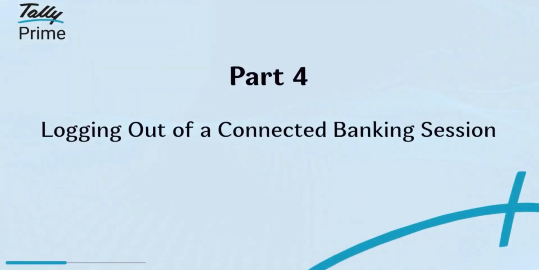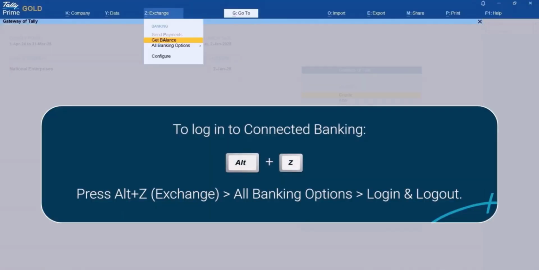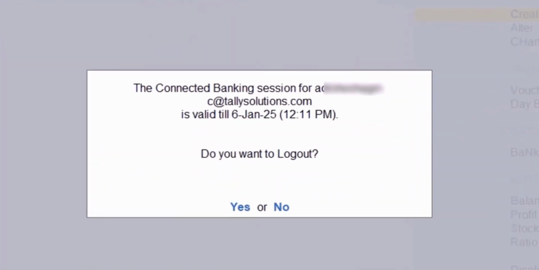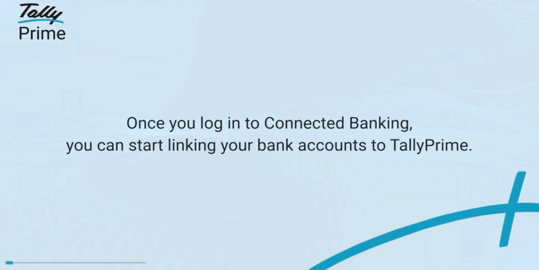Let's see how to log out of a connected banking session. Press Alt-Z. All banking options. And then log in and log out. Press Y to confirm. You will be logged out from the connected banking services. As you saw, you can easily log into the connected banking services at any point in time.